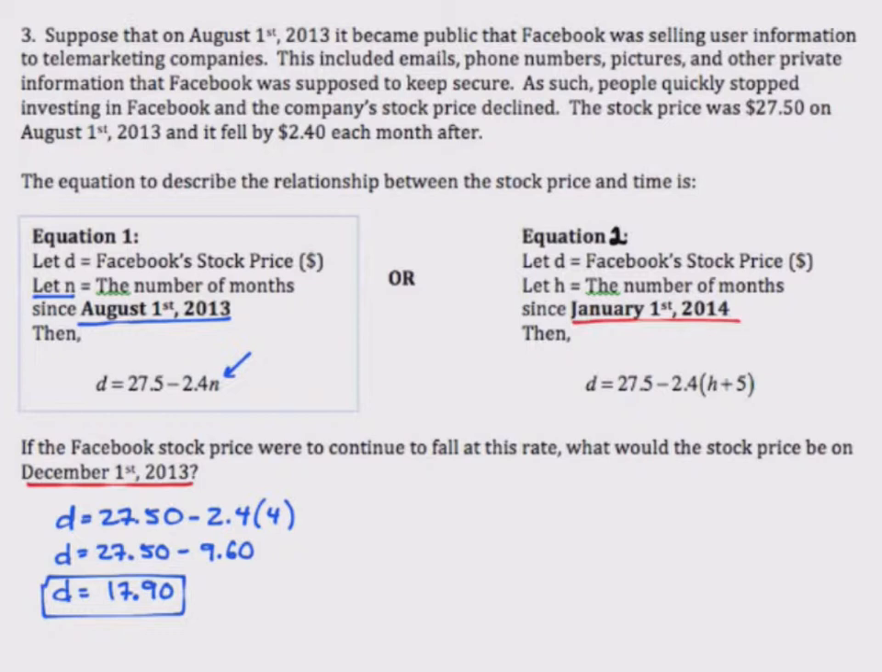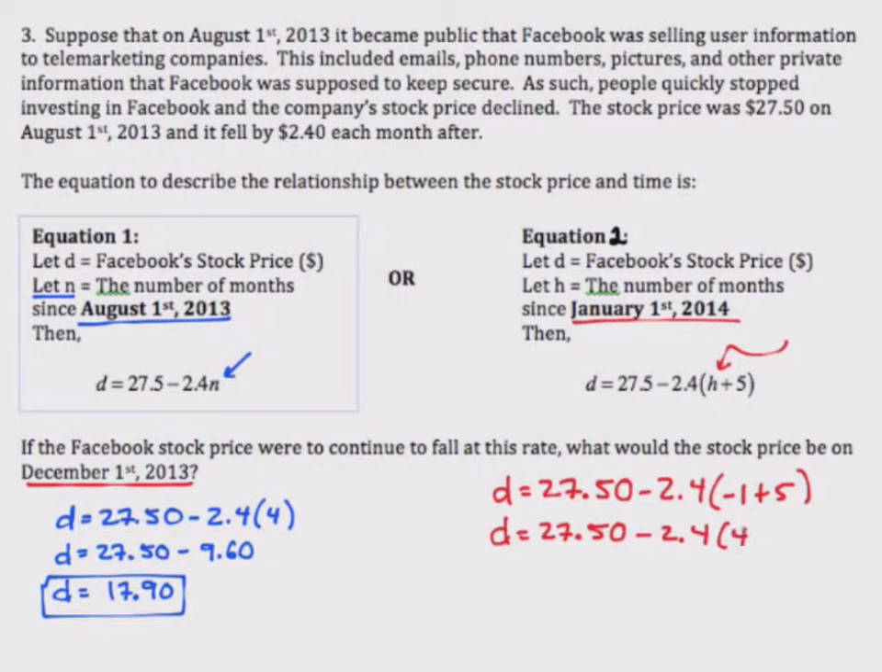So what we're going to do is substitute a negative 1 in for this variable right here, which represents the number of months since January 1st. So we find that the stock price is going to be that $27.50 again, minus $2.40 a month, times, now we've got negative 1 plus 5. And all we have to do now is evaluate, and it should be no surprise after our very first step of evaluation that we end up with a line that looks exactly the same as the one we had before. So it's no surprise that we're going to end up with the exact same anticipated price of $17.90 on December 1st, 2013.